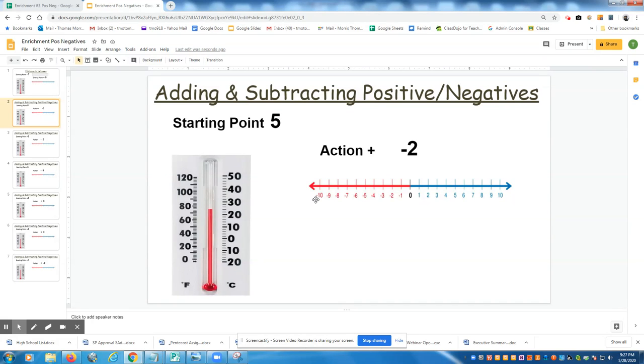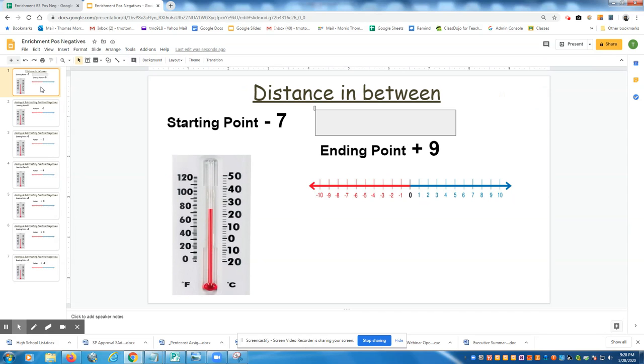For our enrichment lesson today, we're going to focus on adding and subtracting positive and negative numbers. Just a quick step back to last week, when we were finding the distance in between. Last week's lesson was important for understanding the sense between two numbers, because it's going to help you today when you're calculating these types of problems.